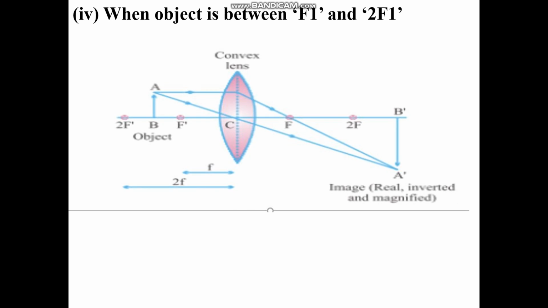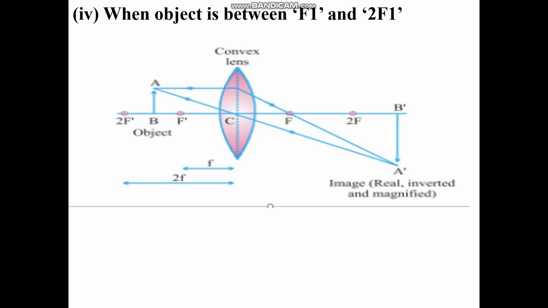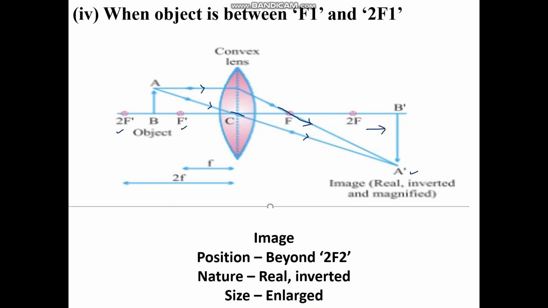When object is between f1 and 2f1. Now in this diagram, you can see that this is F, this is 2F and the object is between F and 2F. Again, we have taken one ray parallel to principal axis. After refraction, it passes through the focus. Another ray is taken to be passing through the optical center and after refraction, it moves undeviated. So these two refracted rays are converging at this point A dash, and you will observe that this is beyond 2f. So the position of the image is beyond 2f. It is real, inverted and enlarged.